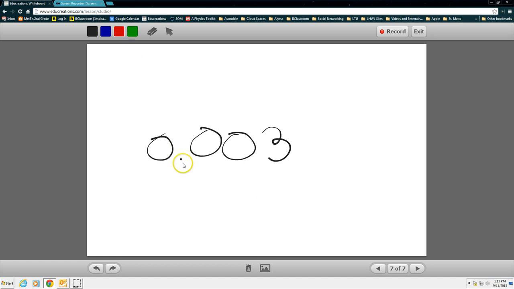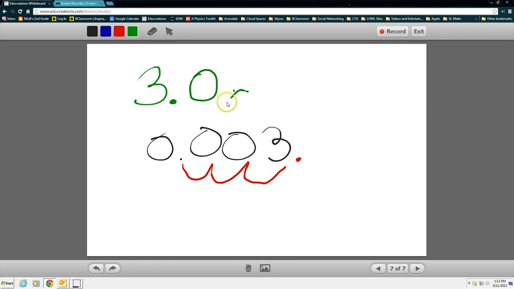Let's count it as a class. 1. You guys are lame. 2. 3. There it is. Boom. 3 places. 3 loops. Okay, and we put the decimal here. Now, we're going to rewrite this number as 3 times this decimal, and we can put a 0 here as a placeholder. And then we put it times 10, because remember, we're writing this in scientific notation.